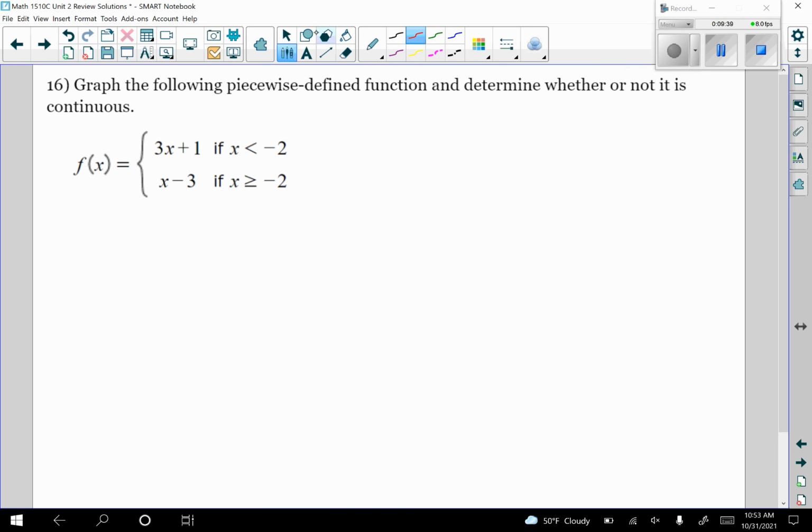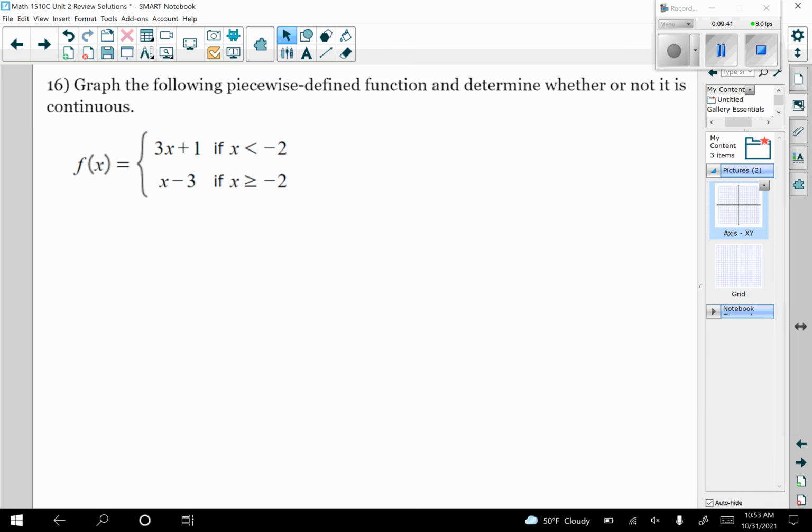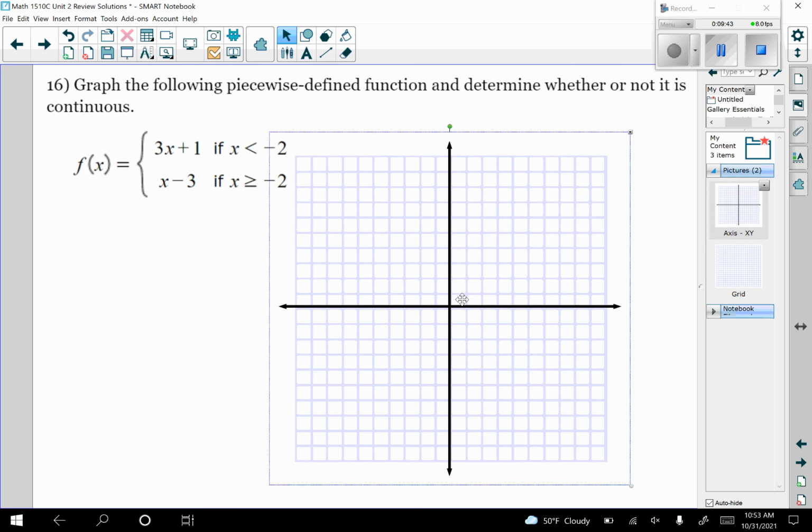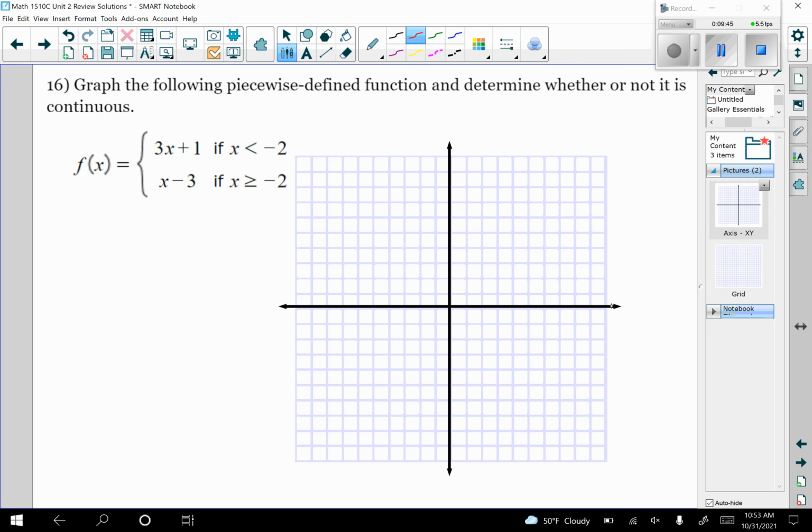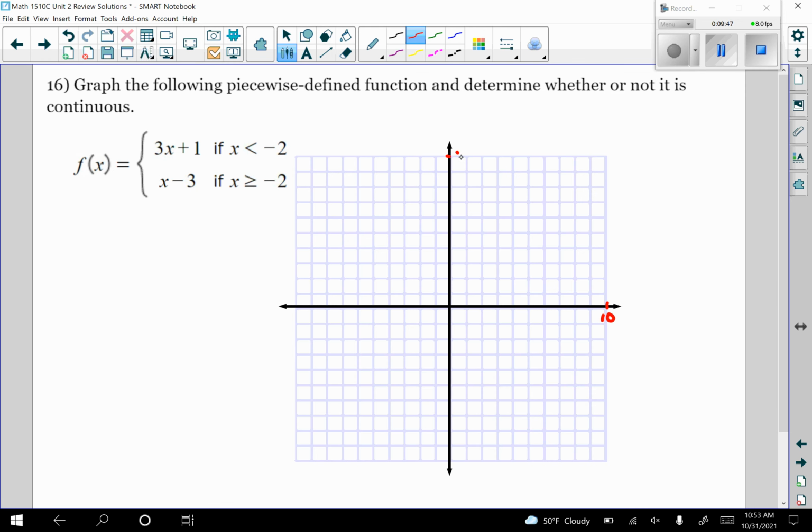Okay, 16, we are graphing another piecewise function. Again, I'm just numbering by ones here, the way up to 10. All right, so both of these are linear functions. So first I need to graph y equals 3x plus 1 for all x values less than negative 2. So again, I may have to go back and erase, but where is this going to start? It's going to start at positive 1. And I'm going to go up 3. My slope is 3, so I'm going to go up 3 over 1.